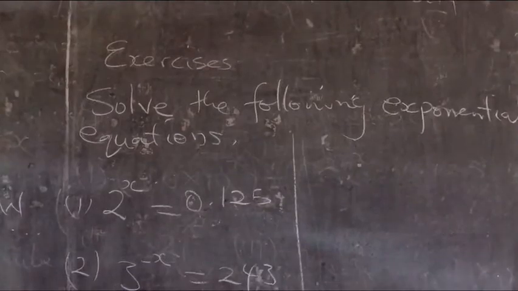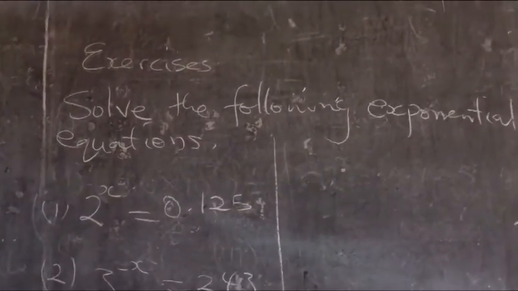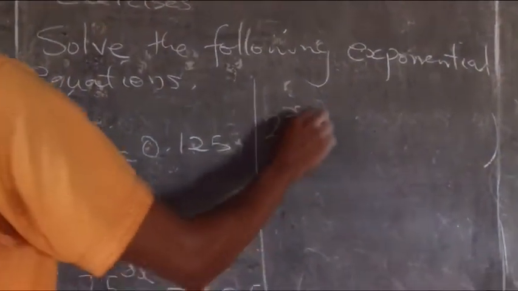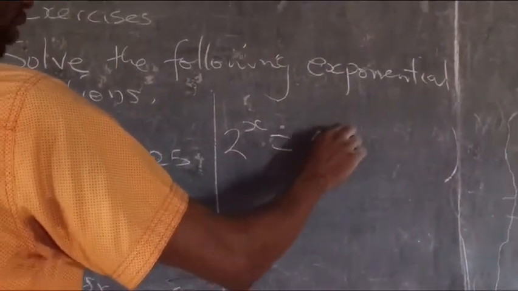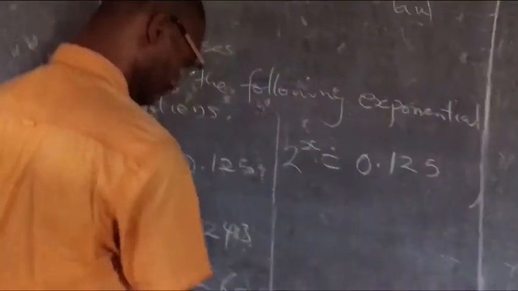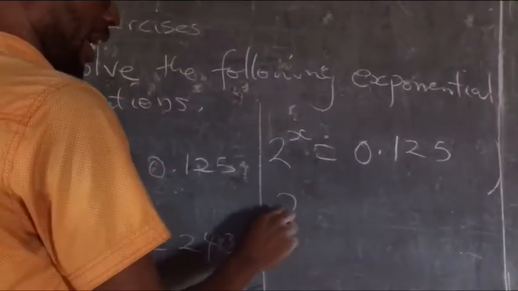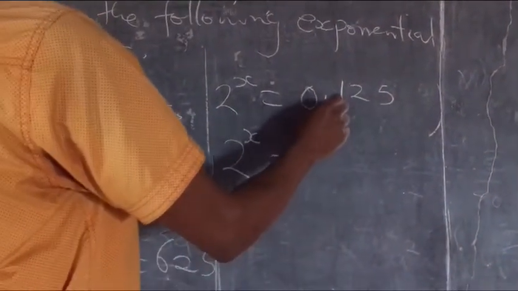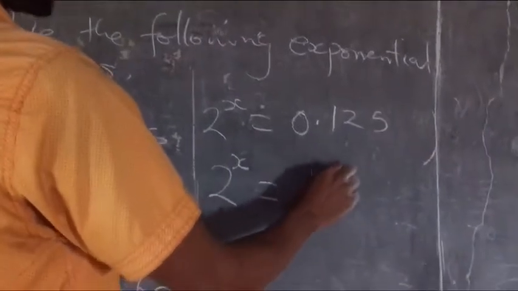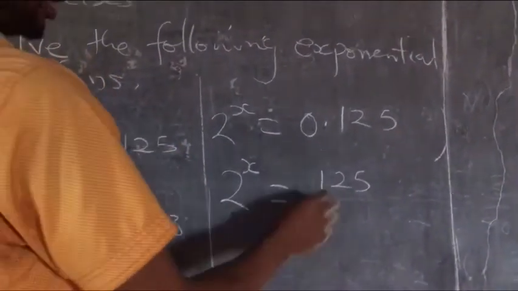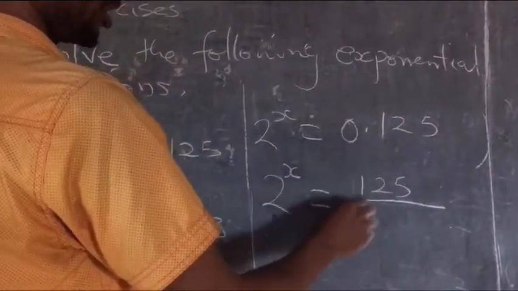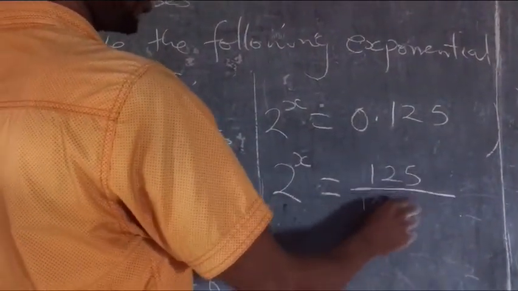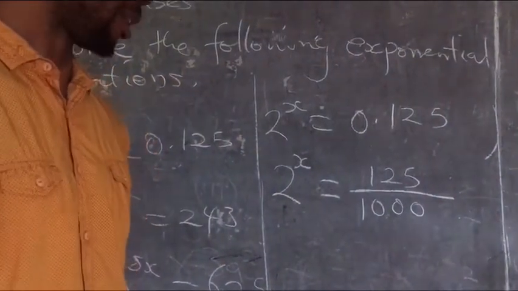You should continue. Solve the following exponential equation. This one is a simple equation. So I have 2 raised to power x equal to 0.125 like this. Then I'll turn this one to a fraction. So I will pick 125 like this. Then in place of this dot, I'll put 1, then I'll put 0 according to the number of these digits. I'll get them like this, right?